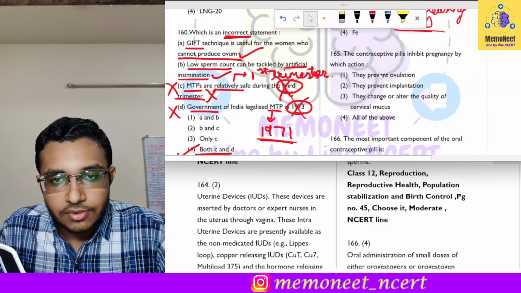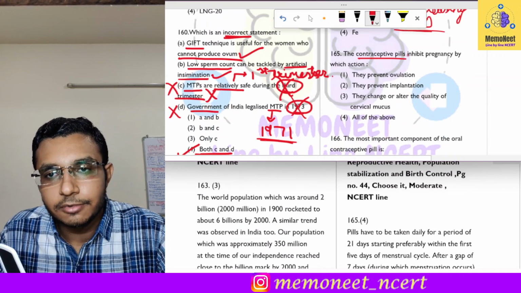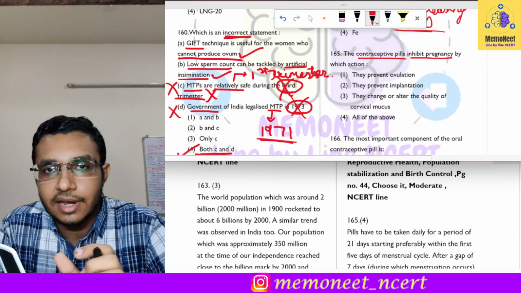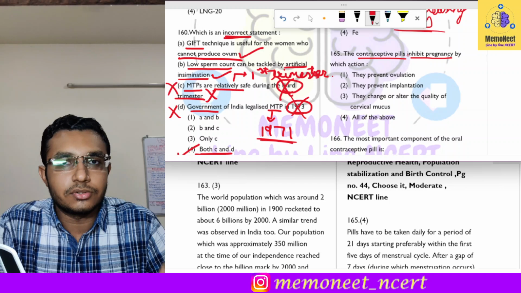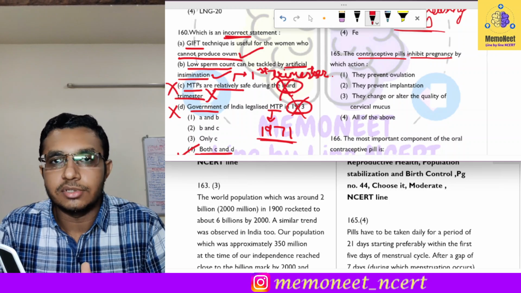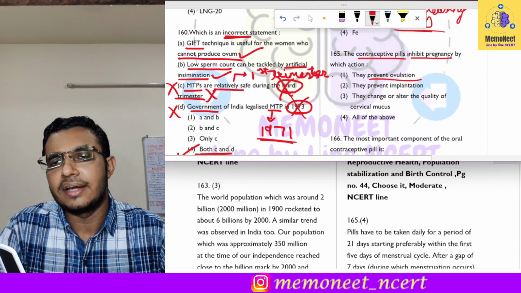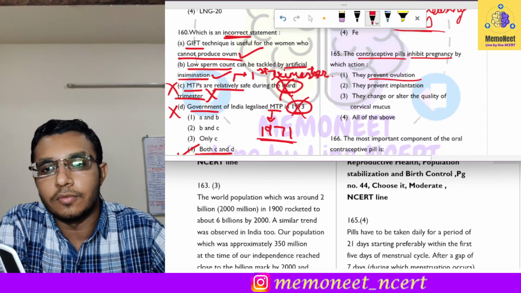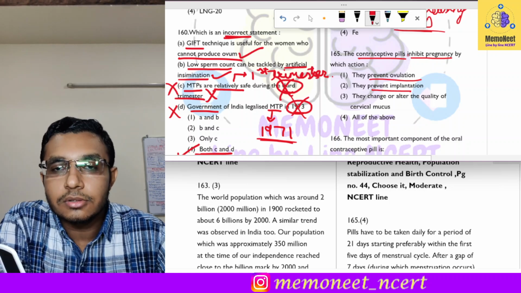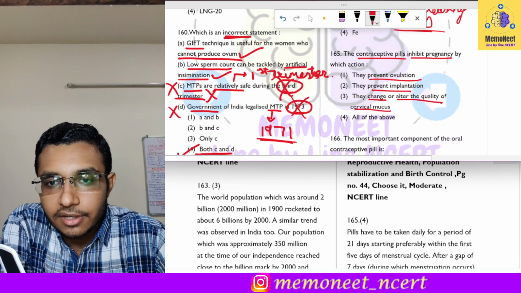The next question is question number 165. It states that the contraceptive pills inhibit pregnancy by which action? The contraceptive pills contain either estrogen or progesterone or a combination of estrogen and progesterone. This estrogen and progesterone provide negative feedback and prevent ovulation. Due to the prevention of ovulation, there will be no implantation, so implantation is also prevented. Also, an additional effect of the contraceptive pills is that they alter the quality of the cervical mucus.